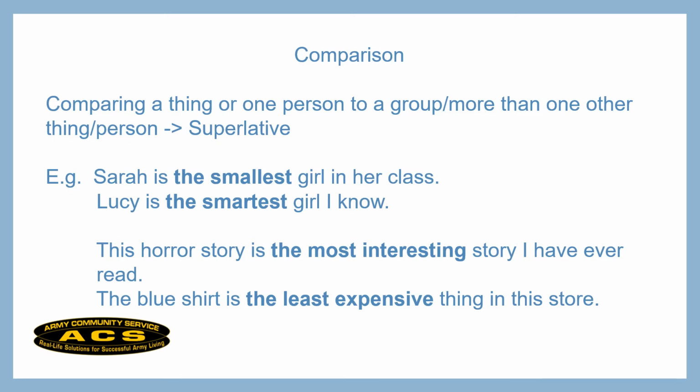This horror story is the most interesting story I have ever read. So compared to all the other stories that I have ever read, that's the most interesting one. The blue shirt is the least expensive thing in this store. So compared to all the other things that I see in that store, that's the least expensive thing that I can see or that I can buy. So again, the question: why do I sometimes use smallest or smartest, and sometimes I use most and least?